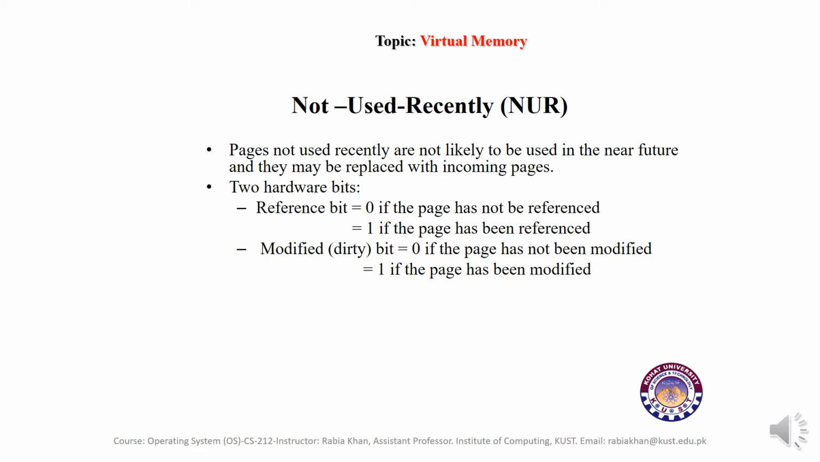Additional information is added to every page table entry for this algorithm, which are the addition of reference and modify bits. If a page is referenced, its bit is set to 1. Otherwise, the reference bit stays 0. And if it is modified, the modified bit is set to 1. Otherwise, it remains 0. So the replacements are made by looking at these 2 bits.